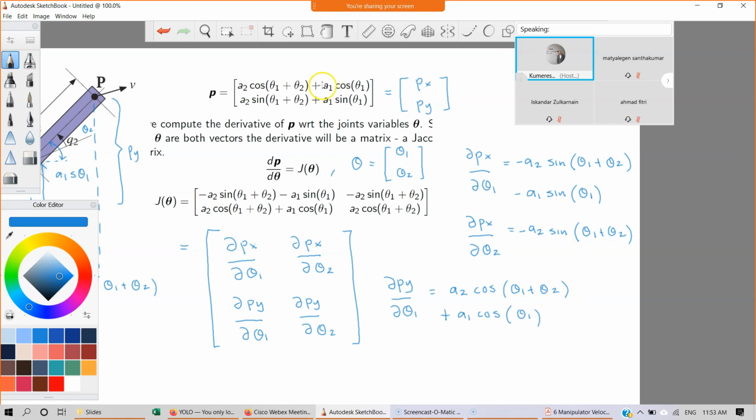Good. Next, let's perform del py del theta 2. This one right here. So similarly, we have a2 because it's constant. Sine becomes cos. Whatever inside remains as it is. And again, according to the chain rule, taking a partial derivative of theta 1 plus theta 2 with respect to theta 2 is 1. Now plus, we have to perform derivative of this with respect to theta 2. It does not contain theta 2, so therefore it becomes 0. Okay, so we have computed the J matrix. It's called Jacobian matrix.